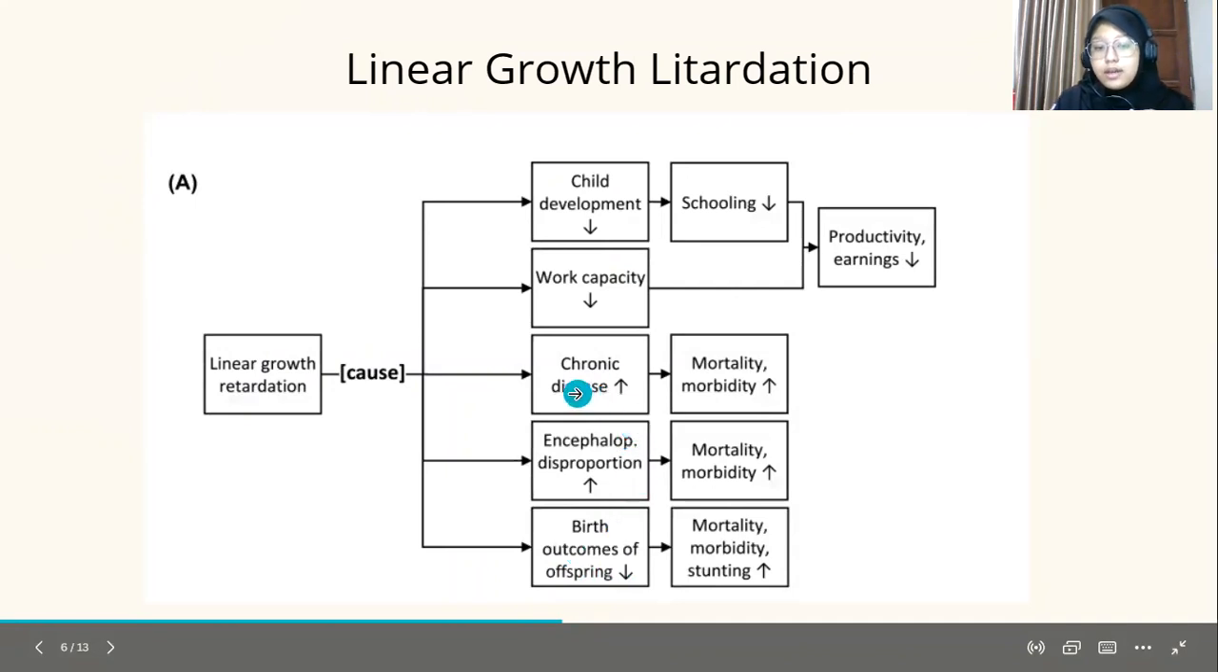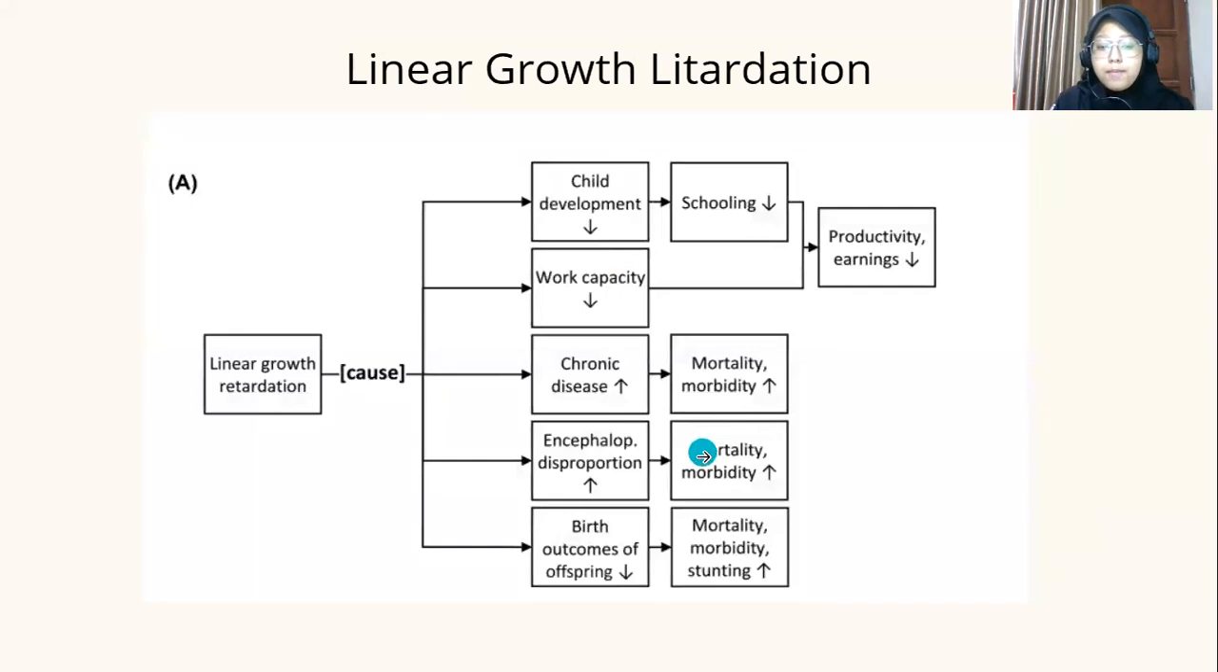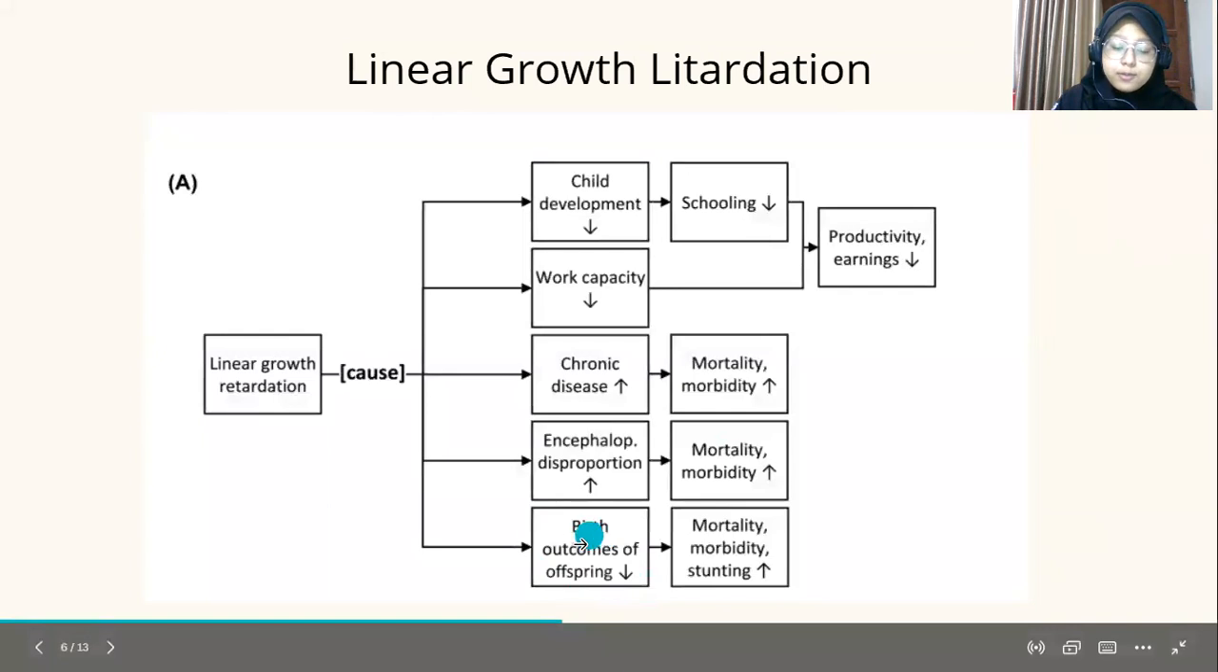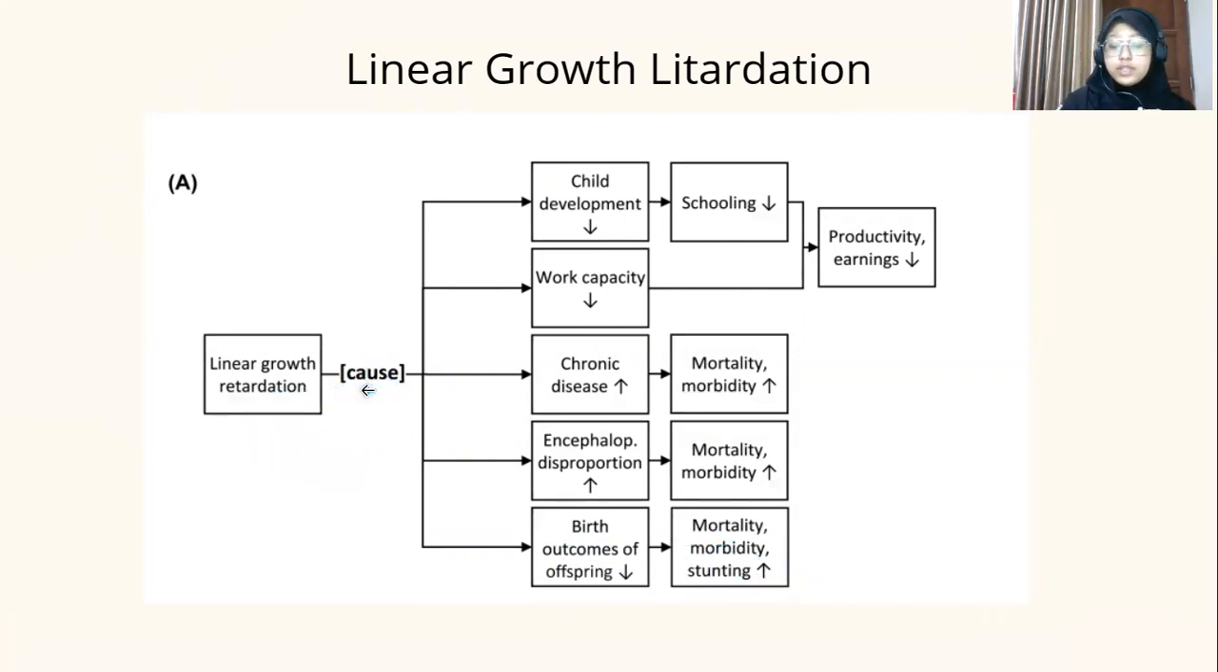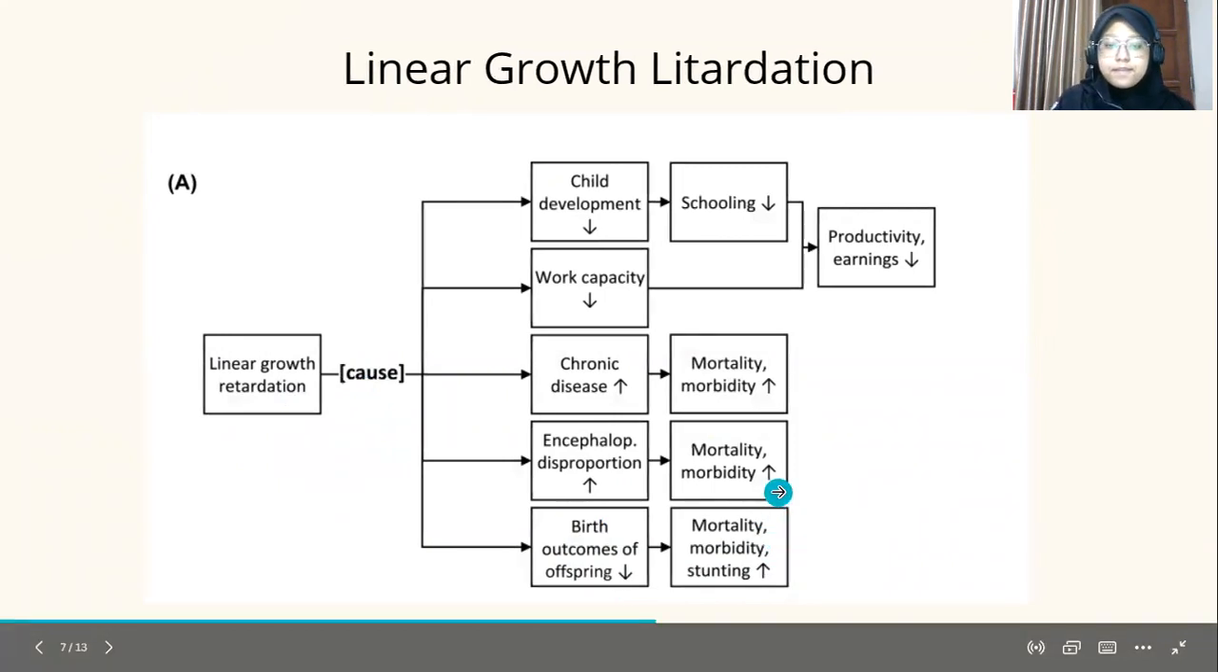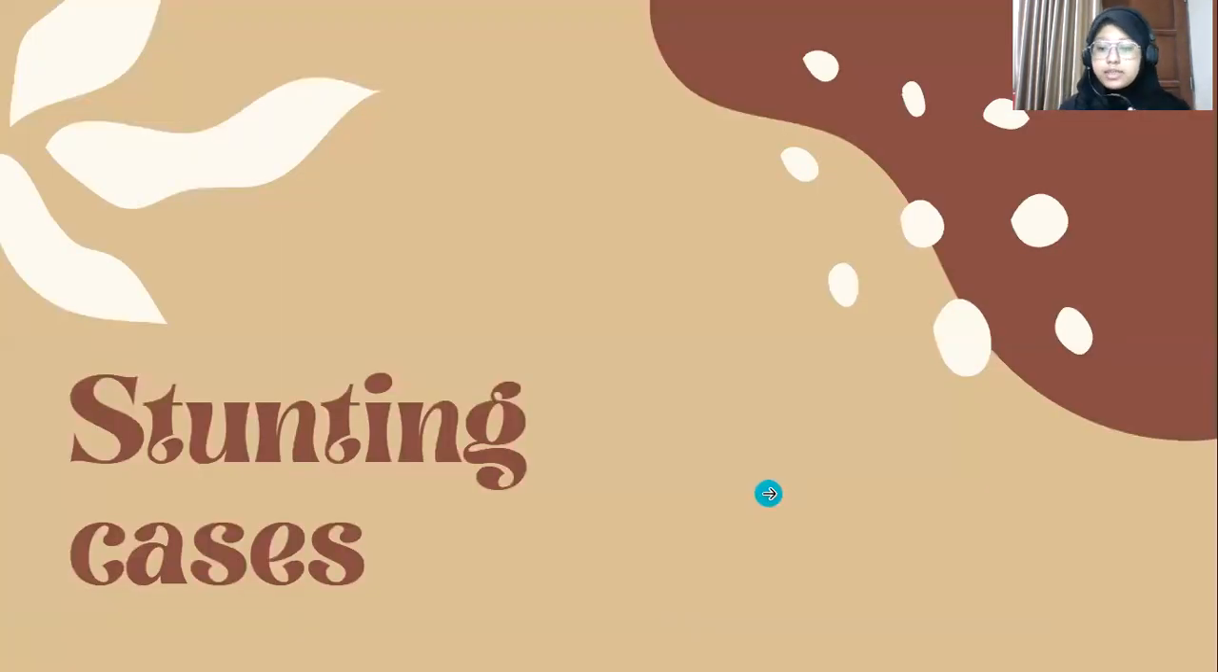These could cause the increase of mortality and morbidity, but specifically, the decrease of birth outcomes of offspring could increase the stunting cases. So, linear growth retardation could indirectly cause the decrease of productivity and earnings, and could indirectly cause the increase of mortality, morbidity, and the stunting cases. So I kept saying stunting cases.